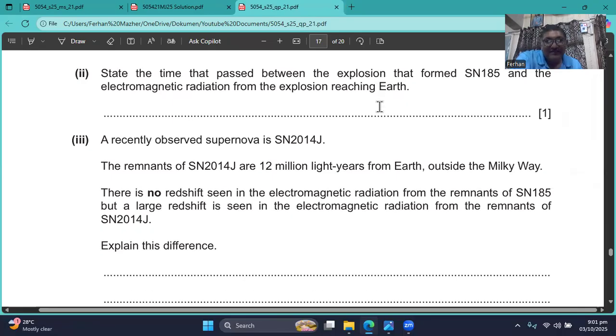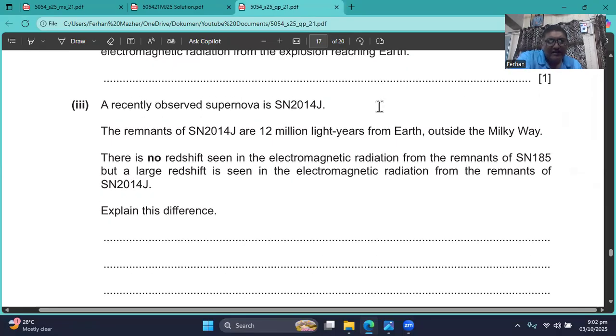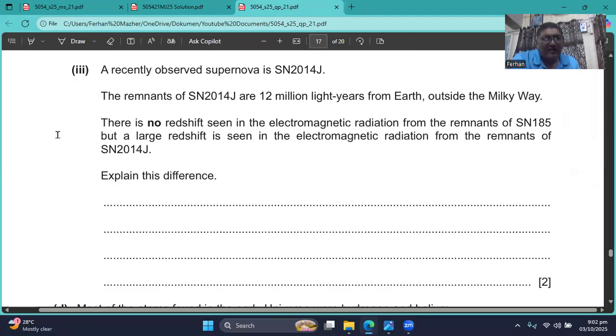Okay, then we have the third part. A recently observed supernova is SN2014J. The remnants of the SN2014J are 12 million light years from Earth, outside the Milky Way. There is no redshift in the electromagnetic radiation from the remnants of the SN185, but a large redshift is seen in the electromagnetic radiation from the remnants of the SN2014J.